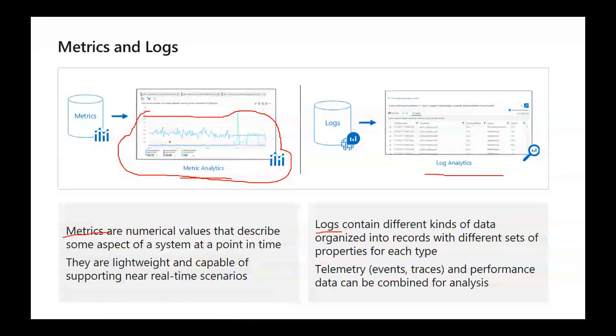These logs are going to contain different kinds of data, different sets of properties for each type. These logs store telemetry. For example, this stores events, and also it's going to trace and performance data. So then it can be all combined for further analysis. The picture is really small, guys, but we can also start using filter precision information of different data sources and start doing our analysis.